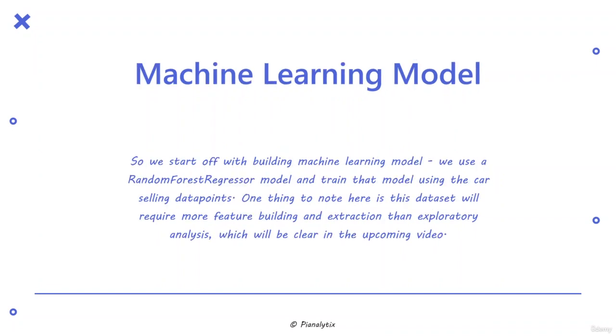So the machine learning model. We start off with building a machine learning model, and we use a random forest regressor model and train that model using the car selling data points. One thing to note here is that we will require more feature building and extraction than exploratory analysis, which will be clear in the upcoming videos. So the dataset is in such a way that you first have to extract data from the data points, and only then can you work upon or do exploratory analysis to understand more about the data.